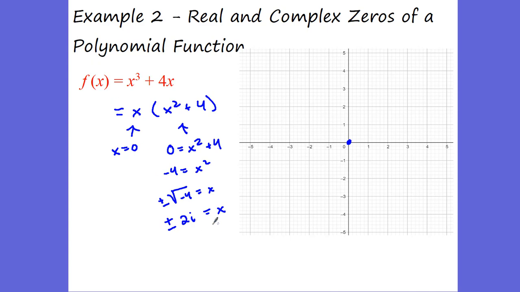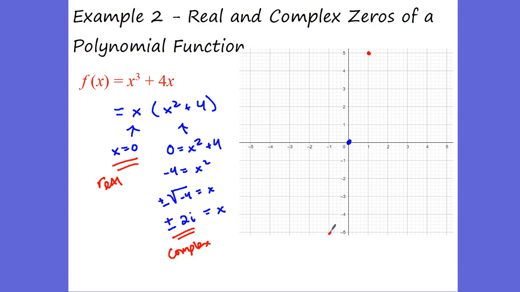The rest are complex. You can see there are 3 zeros here: there's 1 right here, x equals 0, and there's a plus and a minus, so there are 3 total zeros. Only 1 is real, and 2 of them are complex. Now, what does the rest of our graph look like? We're just going to plug in some values. We get 1 to the third power plus 4 times 1, which gives us 5. We plug in negative 1, and we get negative 5 right there.